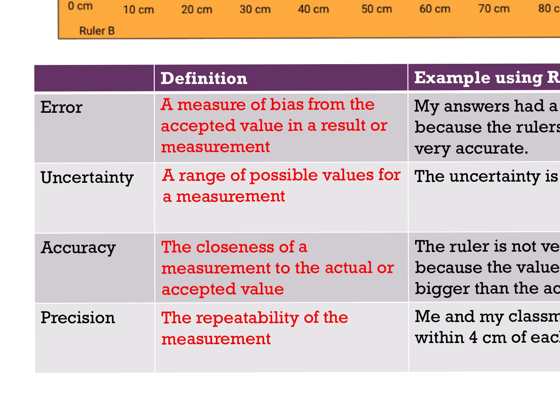And since there's always going to be a little bit of error in measurement, that means there's always going to be some uncertainty. Your uncertainty is just a range of possible values for a measurement. And I'm going to circle back to uncertainty a little bit later today.